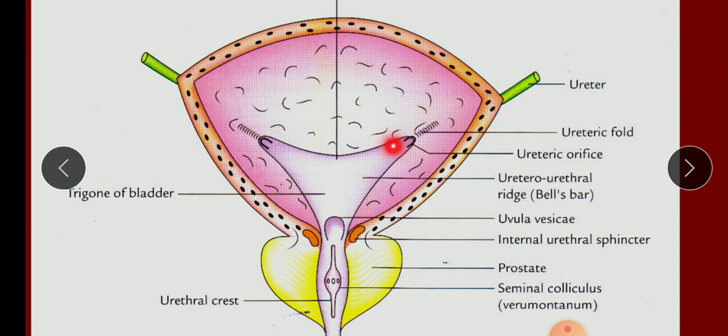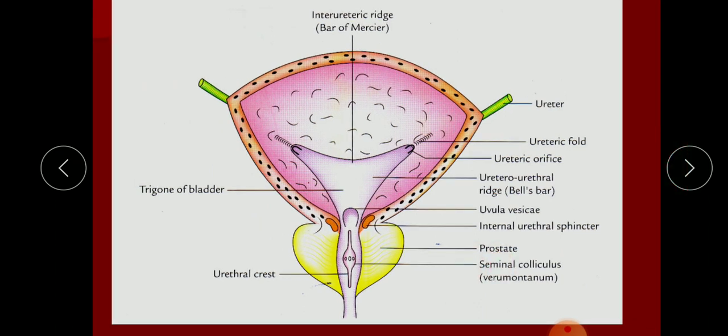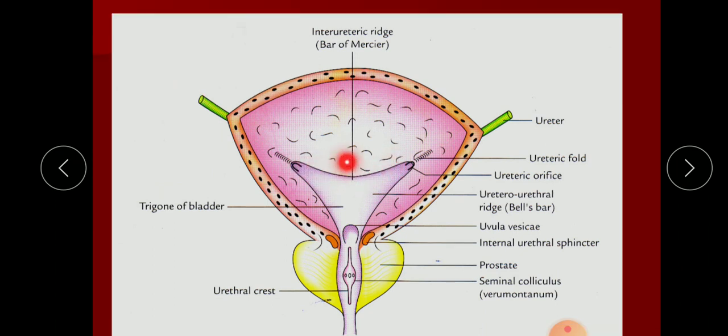One border, the border above, is formed by the interureteric ridge. That is the ridge between the two ureteric openings, the ureter opening here, the other one here. This is the interureteric ridge, otherwise termed the bar of Mercier, Mercier's bar.